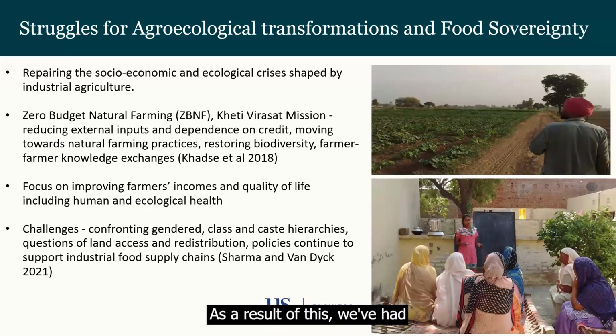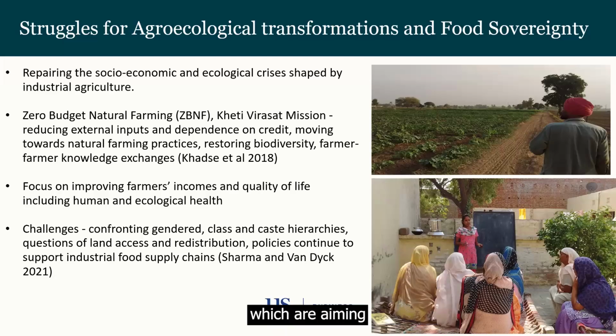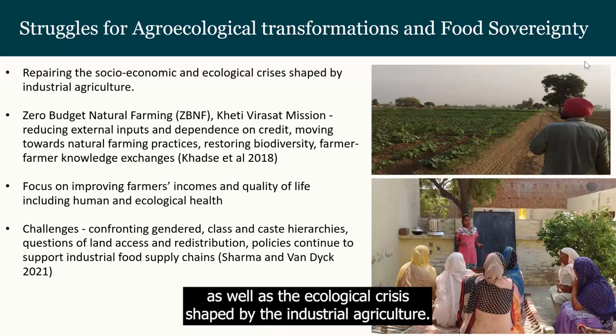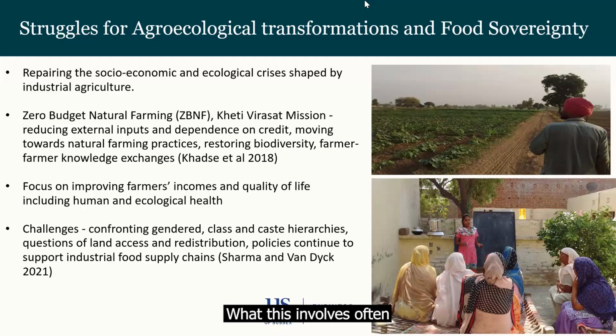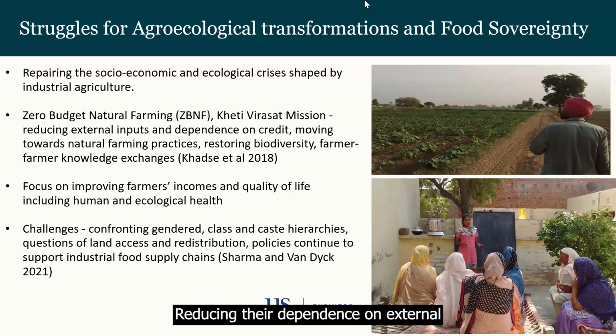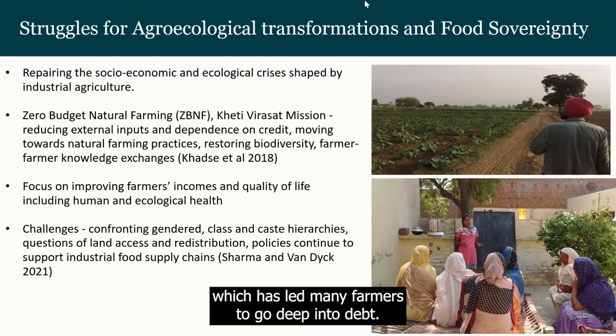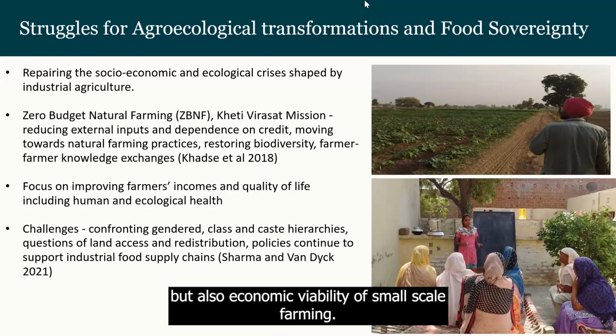As a result of this, we've had many struggles for agroecological transformations proliferating in different parts and regions of India, which are aiming to repair the socioeconomic as well as the ecological crisis shaped by industrial agriculture. What this involves often is shifting or trying to shift farmers to more natural farming methods, reducing their dependence on external inputs like fertilizer and pesticide, the costs of which have increased significantly over the last few decades, which has led many farmers to go deep into debt, right? So moving towards natural farming practices is not just about ecological sustainability, but also economic viability of small-scale farming.